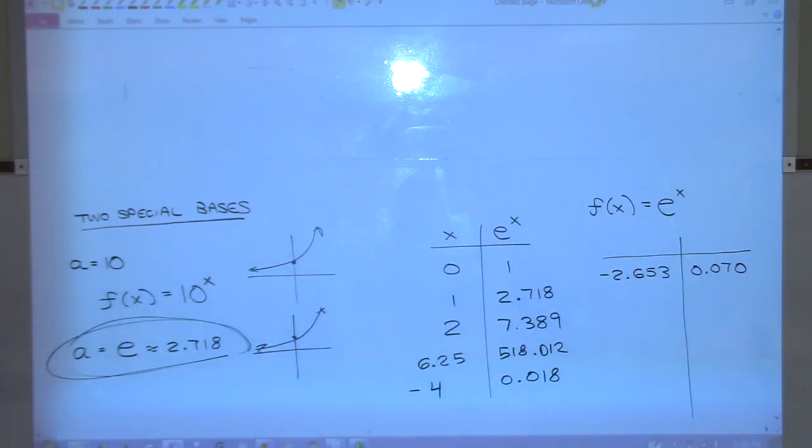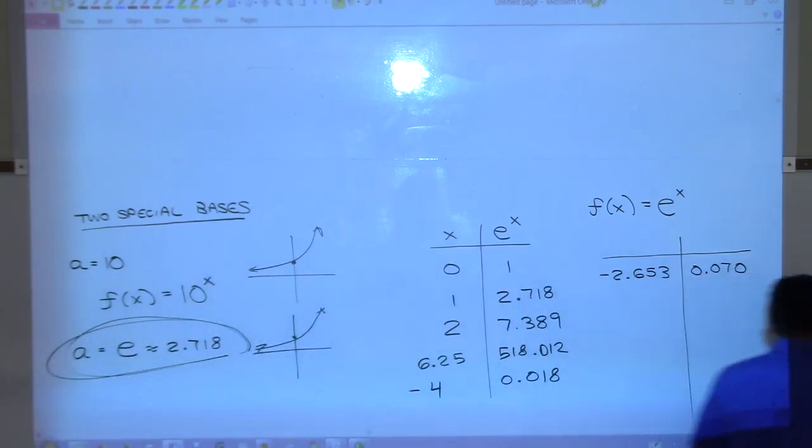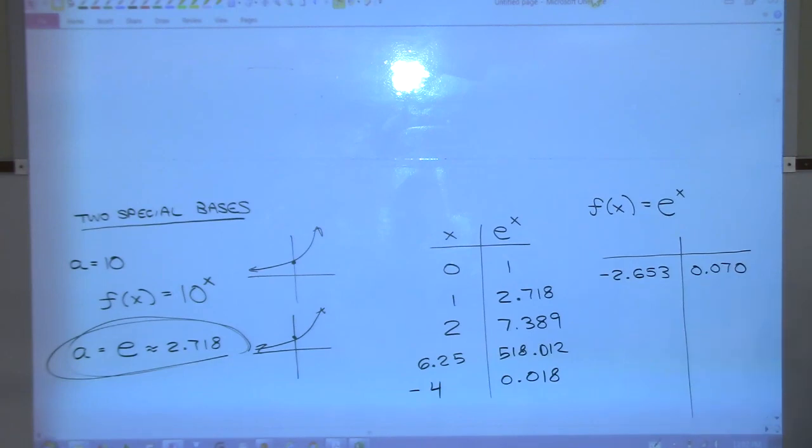You hanging in there? All right, so we have 2 special bases. Now, we're not graphing these.